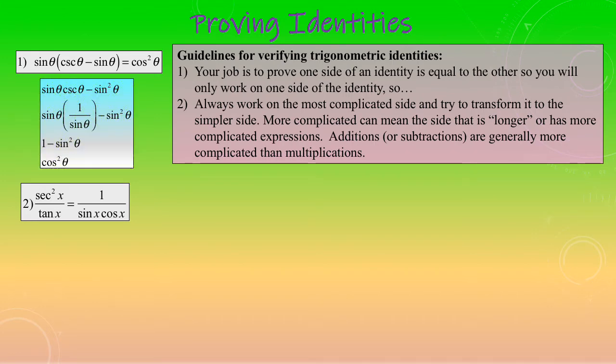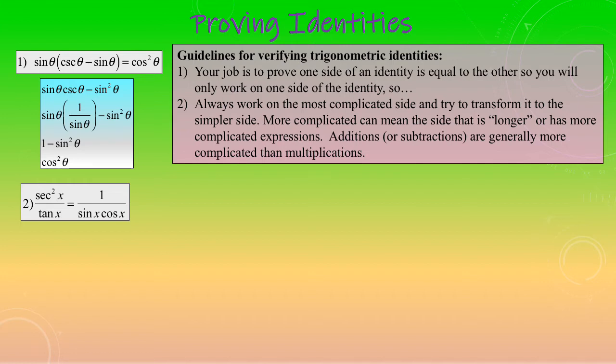In number 1, we have to show that sine theta times the quantity cosecant theta minus sine theta is equal to cosine squared theta. We obviously work on the left side. It is more complicated than the right side. And we will multiply out our expression to write sine theta cosecant theta minus sine squared theta. We use the fact that cosecant theta is 1 over sine theta. That is identity number 1 in our reciprocal identities. And so we have sine theta times 1 over sine theta minus sine squared theta.